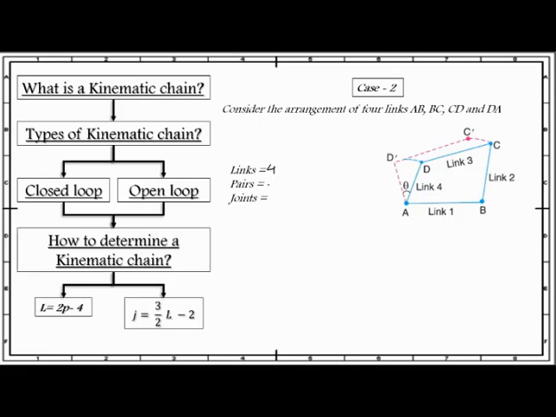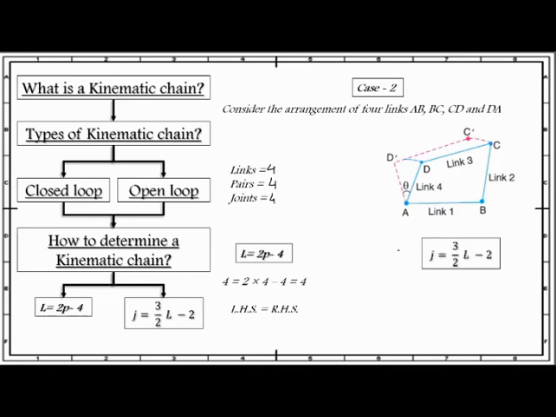So there are basically 4 pairs. And how many joints are there? A, B, C and D. Thus there are 4 joints. Okay, so now substituting all the values of this arrangement into the following two equations, L equals 2p minus 4, we get that the left hand side of this equation is equal to the right hand side of this equation.